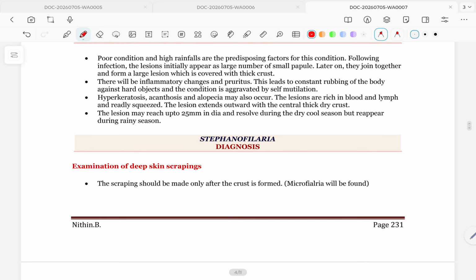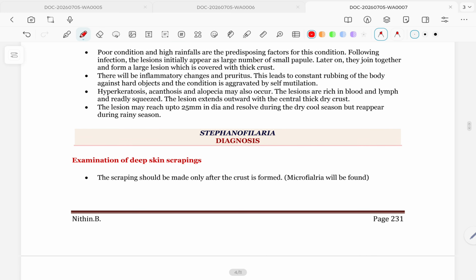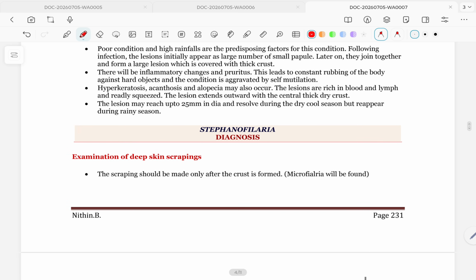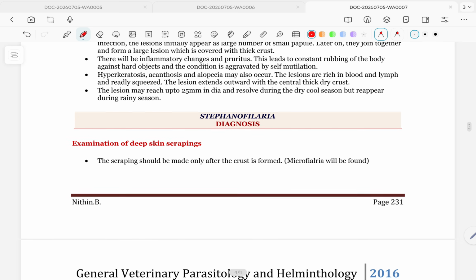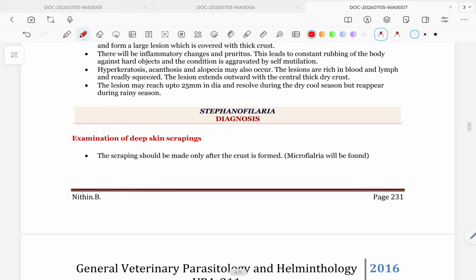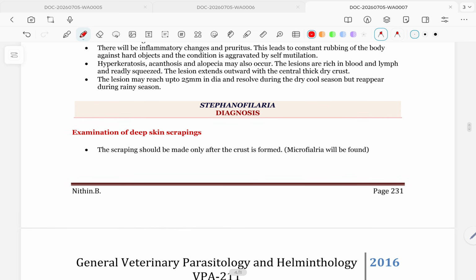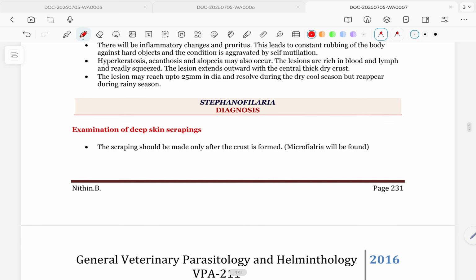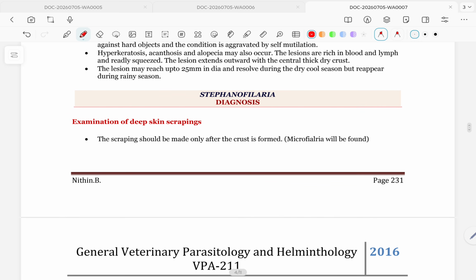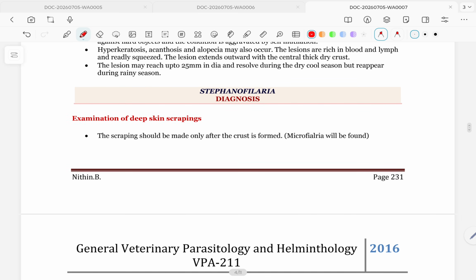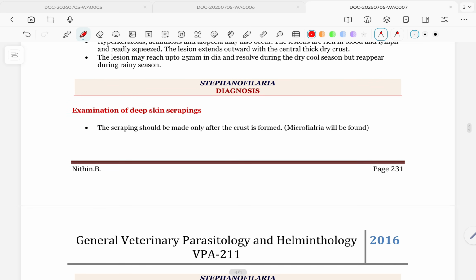This leads to constant rubbing of the body against hard objects, and the condition is aggravated by self-mutilation. Hyperkeratosis, acanthosis, and alopecia may also occur. The lesions are rich in blood and lymph and readily squeezed. The lesions extend outward with a central thick dry crust. The lesion may reach up to 25 mm in diameter and resolve during the dry cool season but reappear during the rainy season.